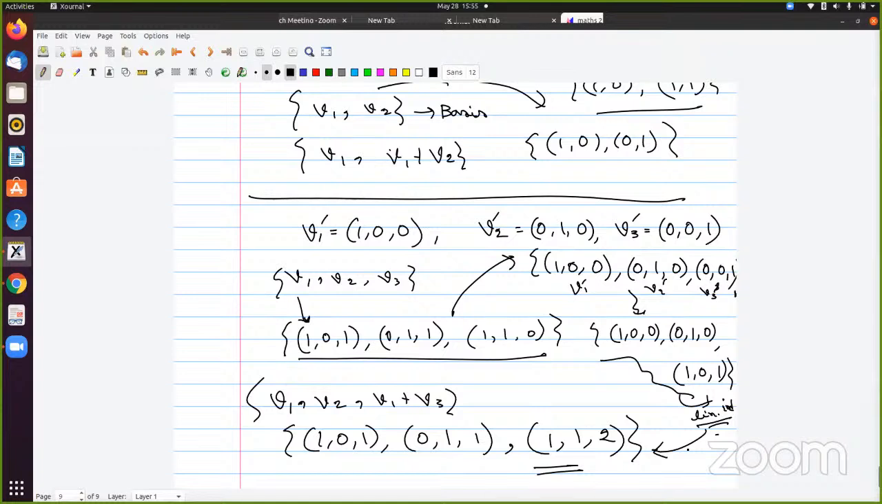You mean to say that we cannot change the basis, right? We cannot alter. No, I am not saying that. Can we alter the question? Can we alter the basis?